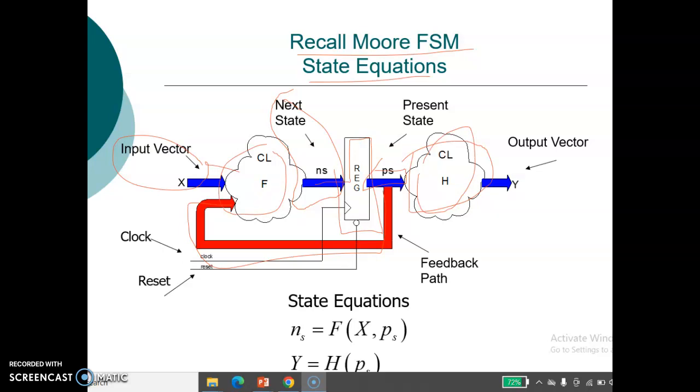Here only the present state is given, that's why we can say this one is a buffer. This Y is the output vector. This PS connection is given to here, no? This is called the feedback path. First, the register clock is given to here, and reset is given to here. Okay, now what are the state equations?